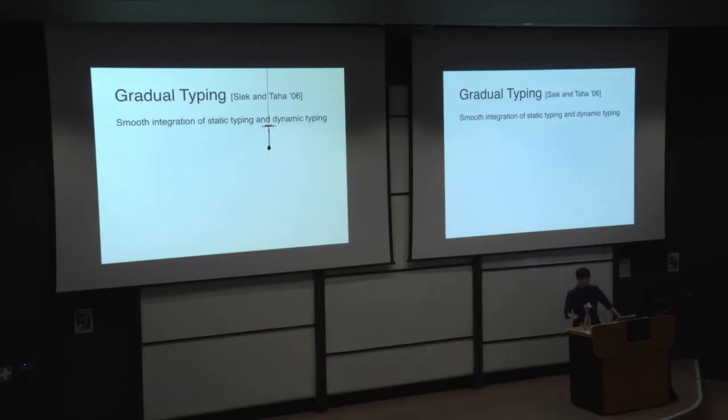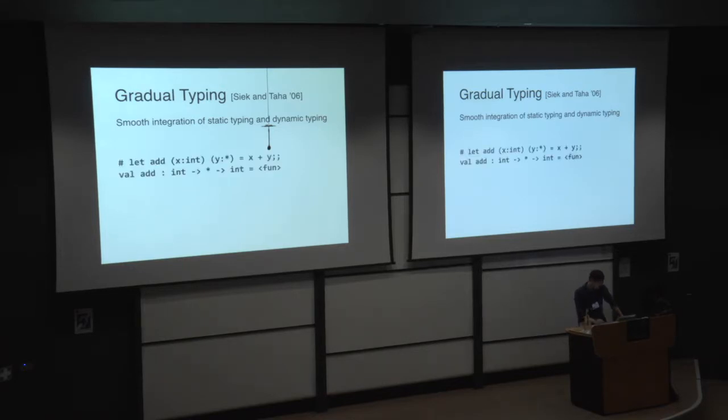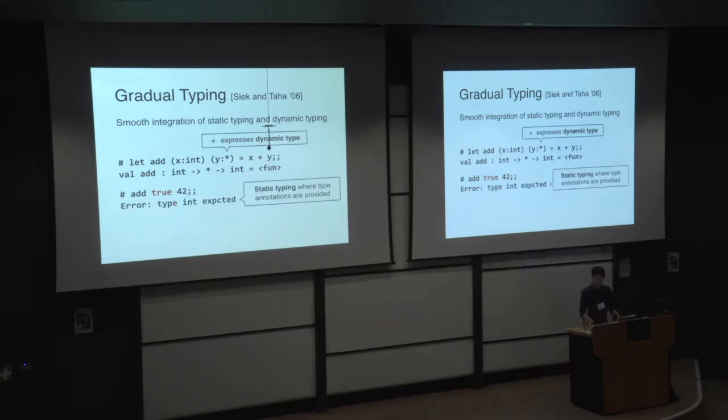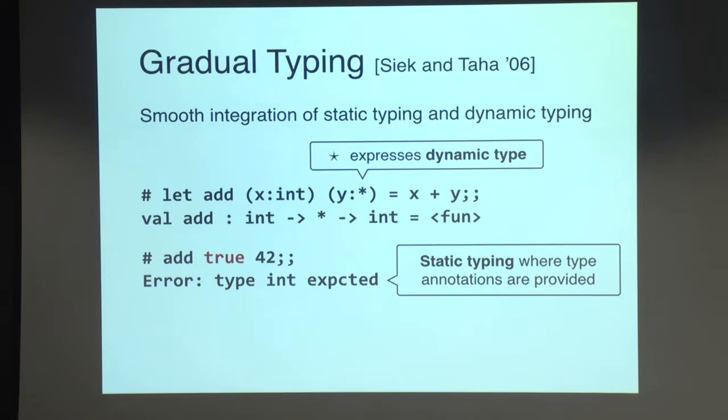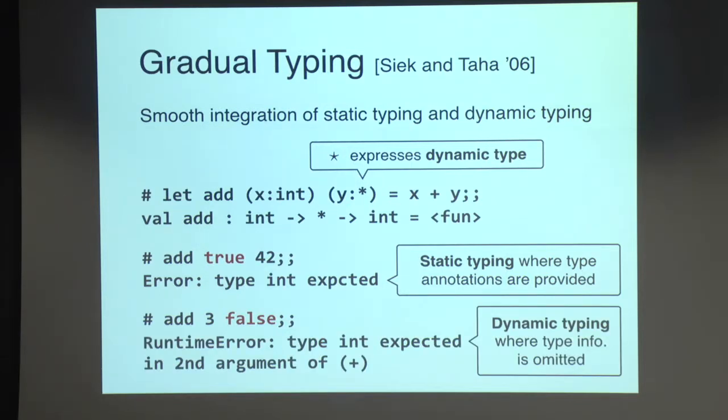Okay, first of all, gradual typing aims at smooth integration of static typing and dynamic typing. So here's a gradually typed version of the add function. Here, star expresses a dynamically typed part, or omission of type annotation. So here, the type annotation for the second parameter is omitted. Then, if programmers supply a wrong argument for the first parameter, they can enjoy static typing because there is a type annotation. On the other hand, if they provide a wrong argument for the second parameter, they can enjoy dynamic typing. And gradual typing brings us such flexible typing.